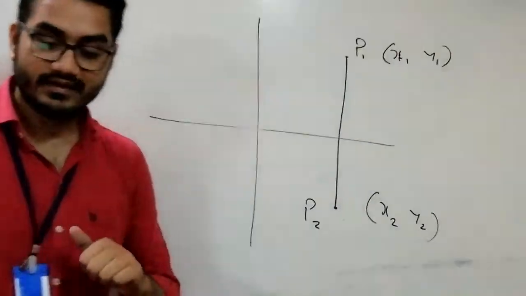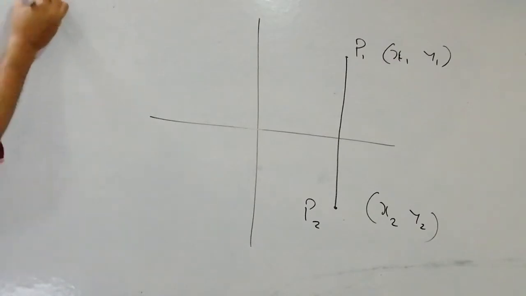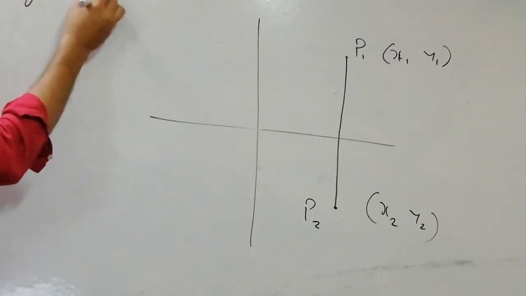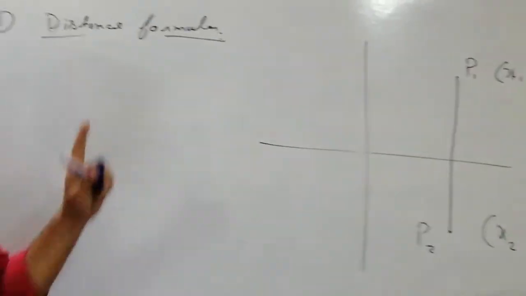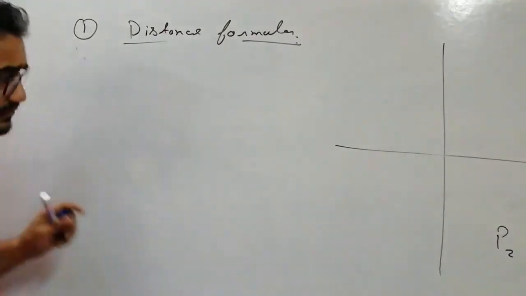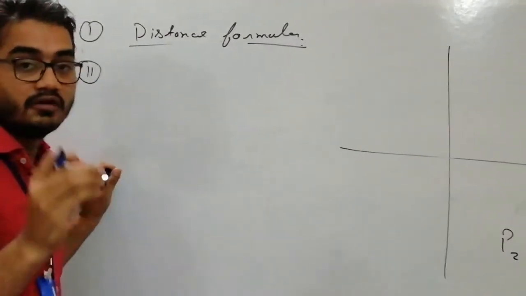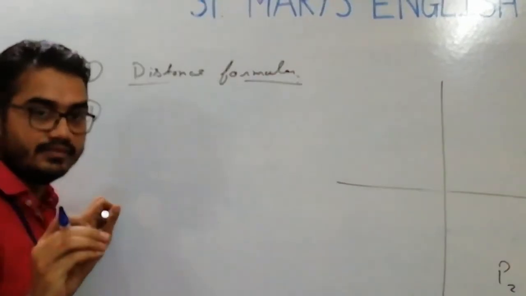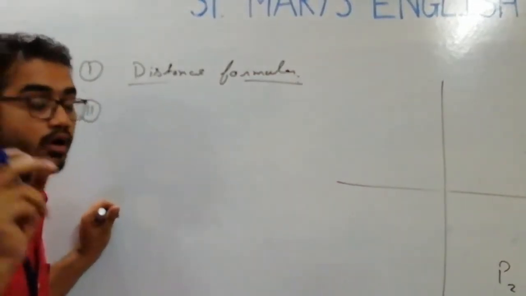So the first thing we are going to know about is the distance formula. That is what we are going to learn. First point, the distance formula from this chapter. Second, we are going to learn what will be the distance of any point if it starts from the origin.